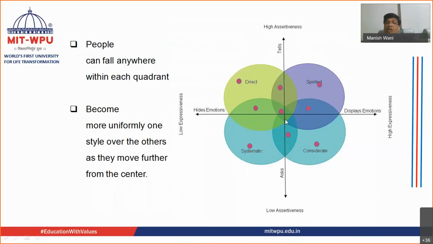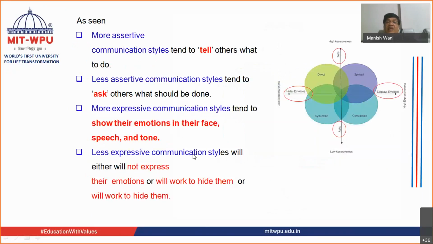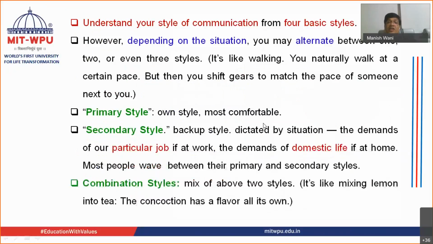Or a person falling near the axis where the X and Y axes cross each other, this kind of person is going to have a communication style which is a mix of all the styles. Then we have seen this: tells, displays emotion, asks and hides emotion, which I told you earlier. Then we further went on to see that a person has his own primary style.